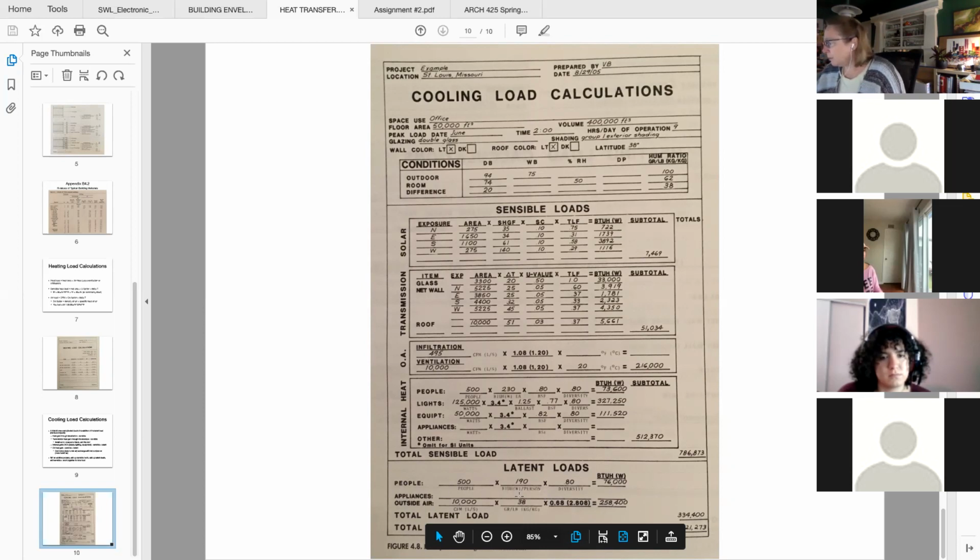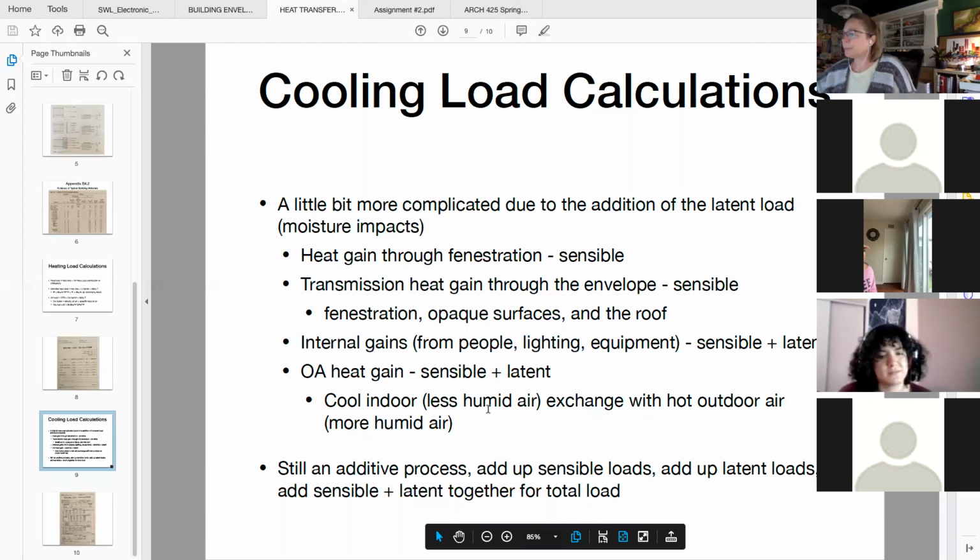People, 500 people at how many BTUs per person. Diversity. Anyway, you don't have to calculate it, but the important thing is to know that it's the people plus the outside air, and that's where that outside air humidity comes into play. So a lot more complicated. We've got a lot more factors going on.